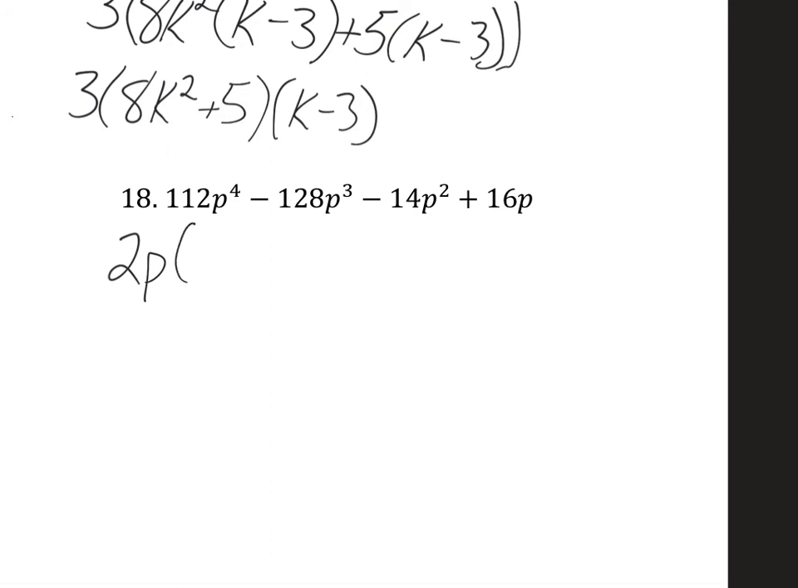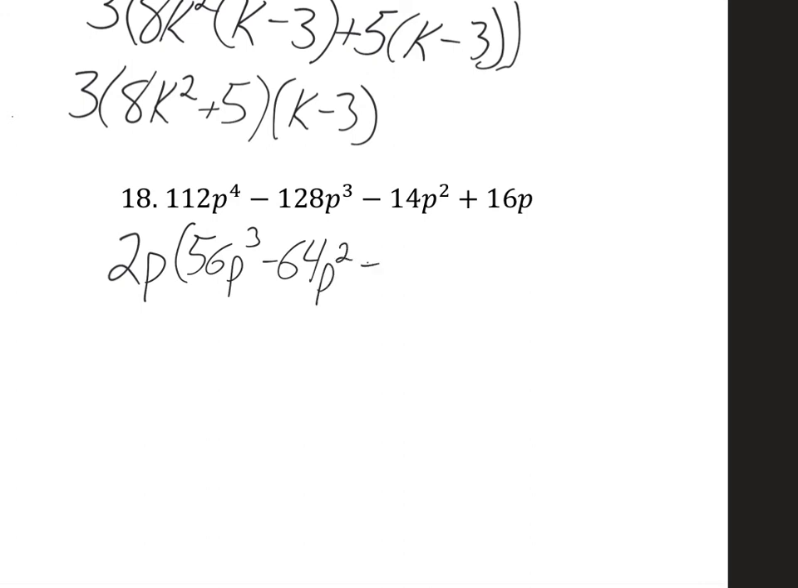112 divided by 2 again is 56. I had 4 p's. I took 1 away. That leaves me with 3 p's. Minus 128 divided by 2 is 64. I had 3. I took 1 away. That leaves me with 2.